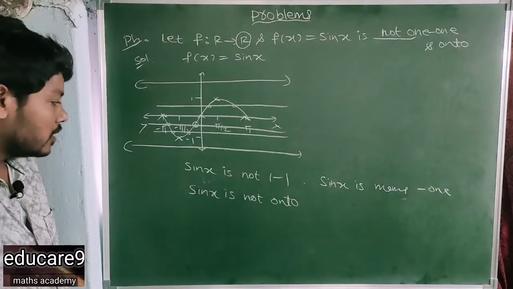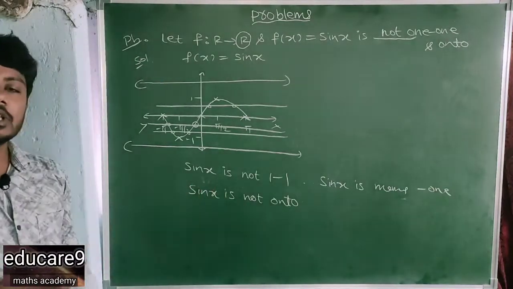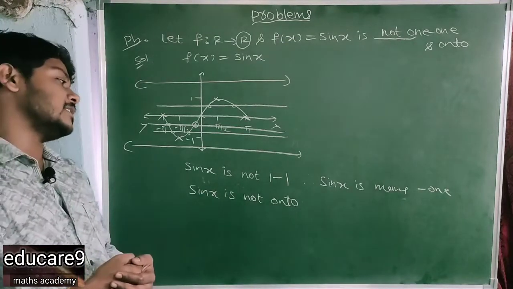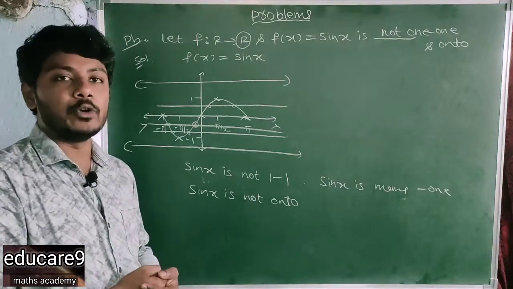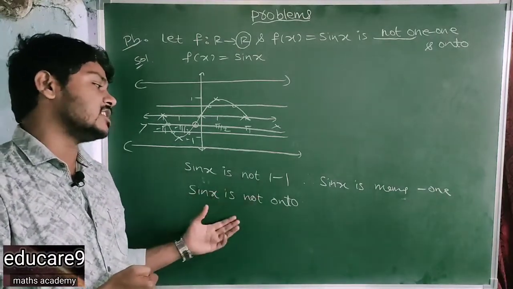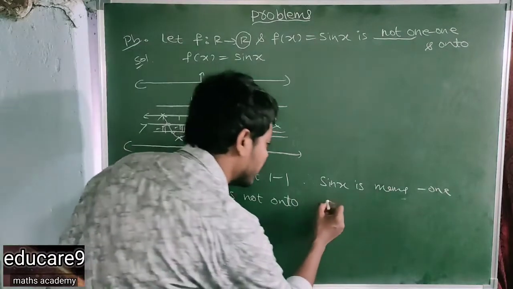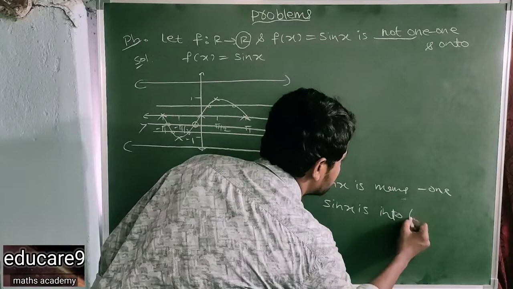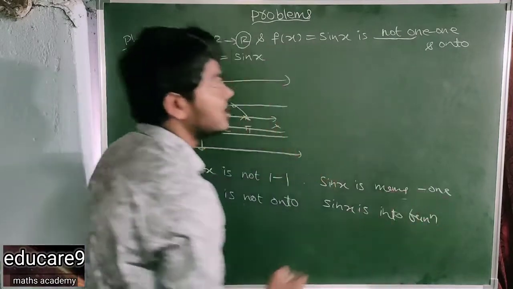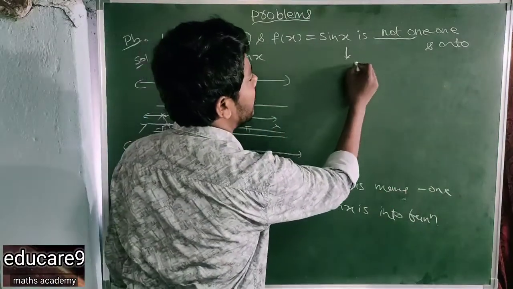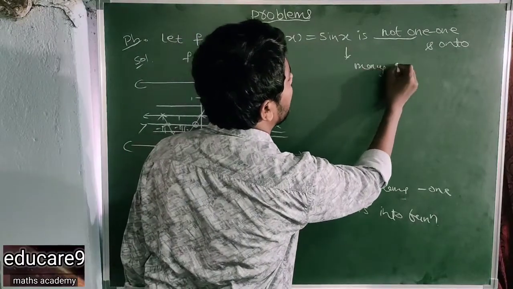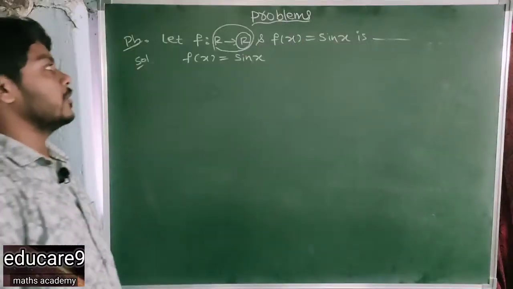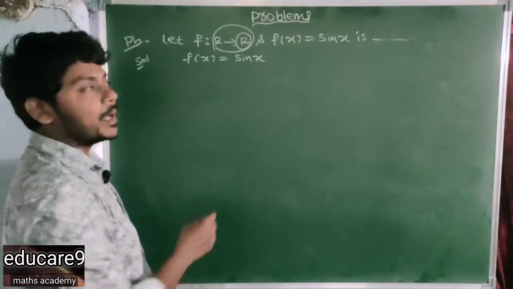So next, sin x is not onto, so clearly it is into. Into definition means f of x is said to be into function if the given function is not onto. Therefore, sin x is into function. Therefore, clearly sin x is what? Many one and into.